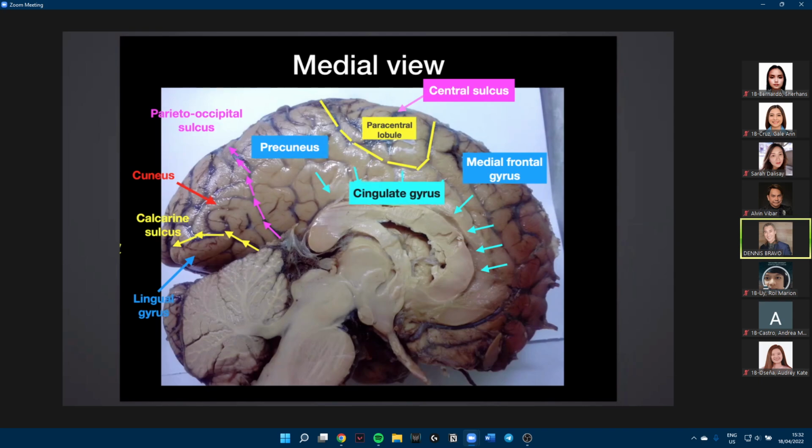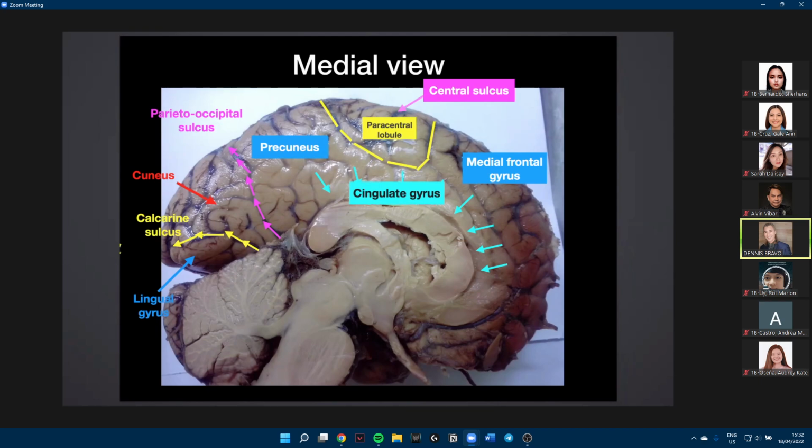Now, what about the structures located on the occipital lobe, which lies posterior to the parieto-occipital sulcus? So this is the occipital lobe. There is a shallow sulcus located inferiorly. This is called the calcarine sulcus.